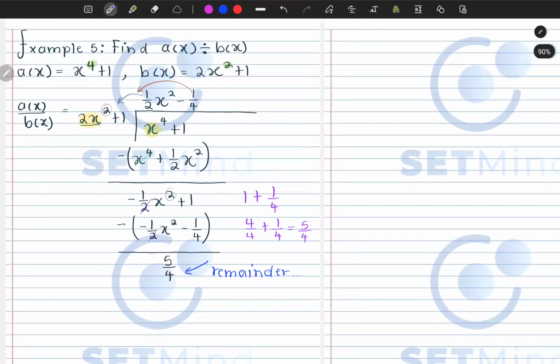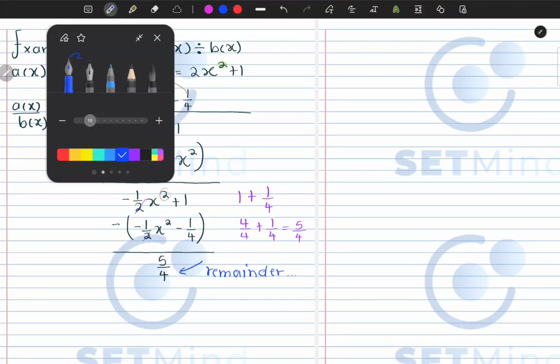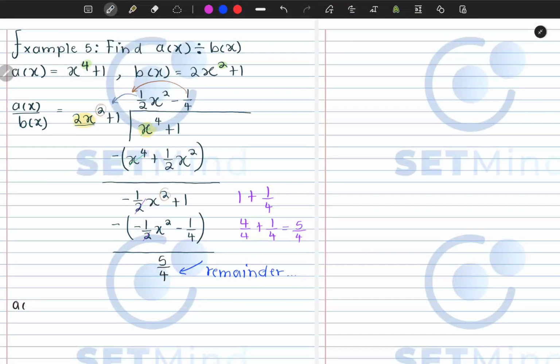So this means that our answer will be written as follows. We'll have our a of x divided by our b of x equaling, if you look carefully, a half of x squared minus 1 over 4, and then plus 5 divided by 4. Since this is the remainder, we will always divide by whatever the denominator was, which we're dividing by, 2x squared plus 1. So this is our answer for example number 5.